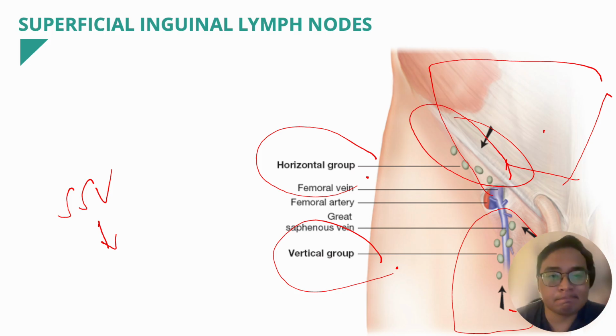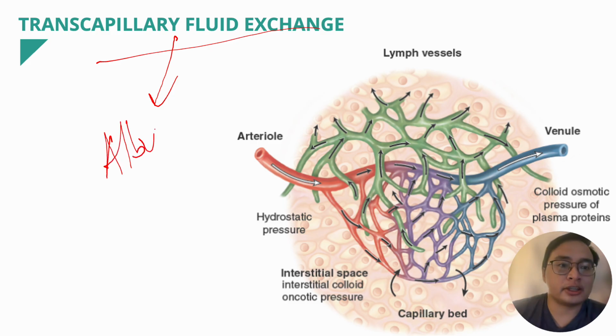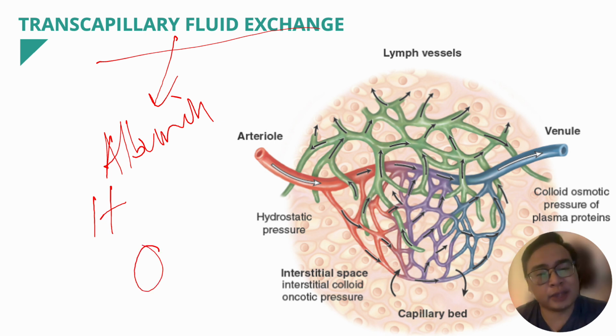And lastly, for our review of anatomy and physiology, let's talk about transcapillary fluid exchange. What's the primary determinant of transcapillary fluid exchange? If you remember our lecture on plasma proteins, it's albumin, of course. And aside from that, transcapillary fluid exchange is caused by a balance between hydrostatic pressure and osmotic pressure. To put it simply, hydrostatic pressure is like a pushing pressure, while osmotic pressure is like a pulling pressure.